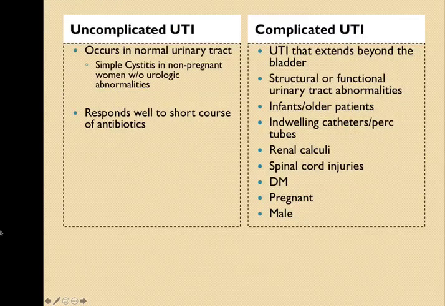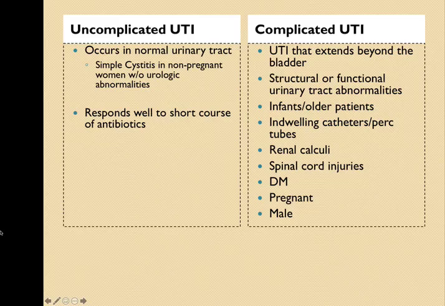And just go over some basic definitions. So these are your classic definitions of uncomplicated versus complicated UTI. So classically, uncomplicated UTI is defined as the UTI that occurs in a normal urinary tract, and it is basically a simple cystitis in non-pregnant women without urologic abnormalities. Is it possible that simple cystitis can occur in patients even with comorbidities? Sure. But again, this is your traditional definition.